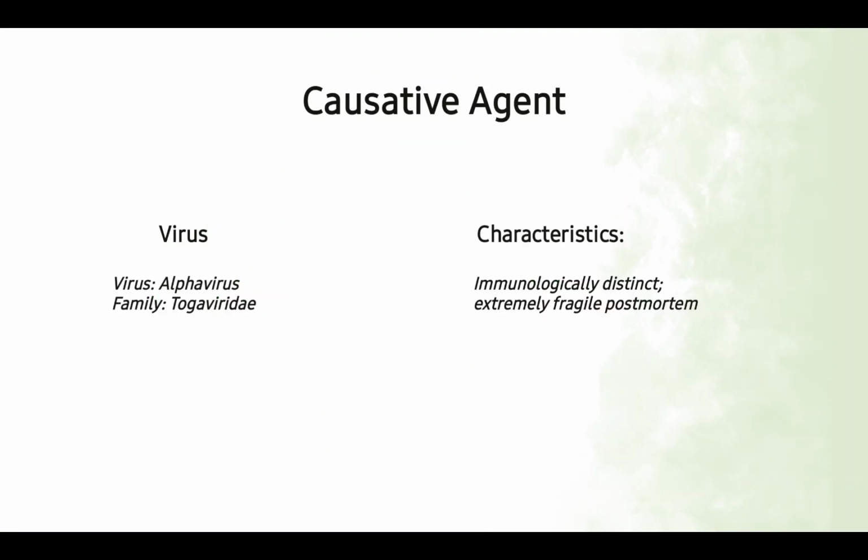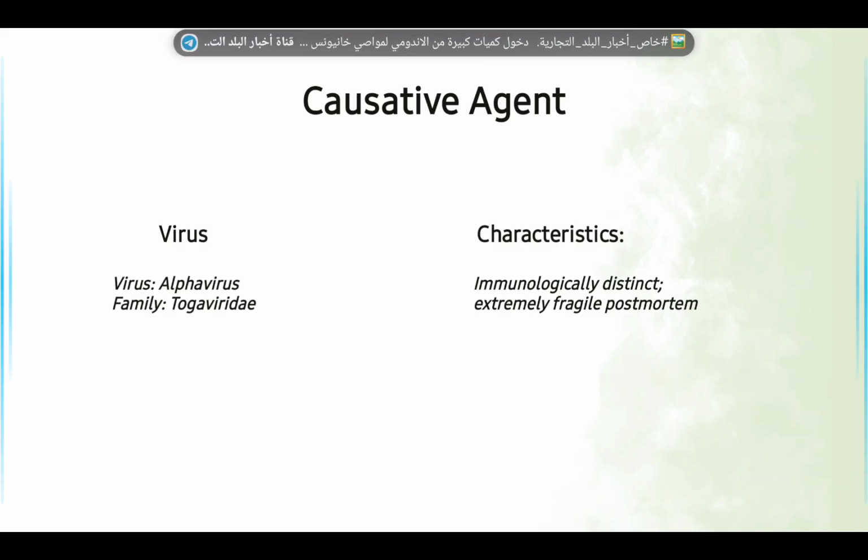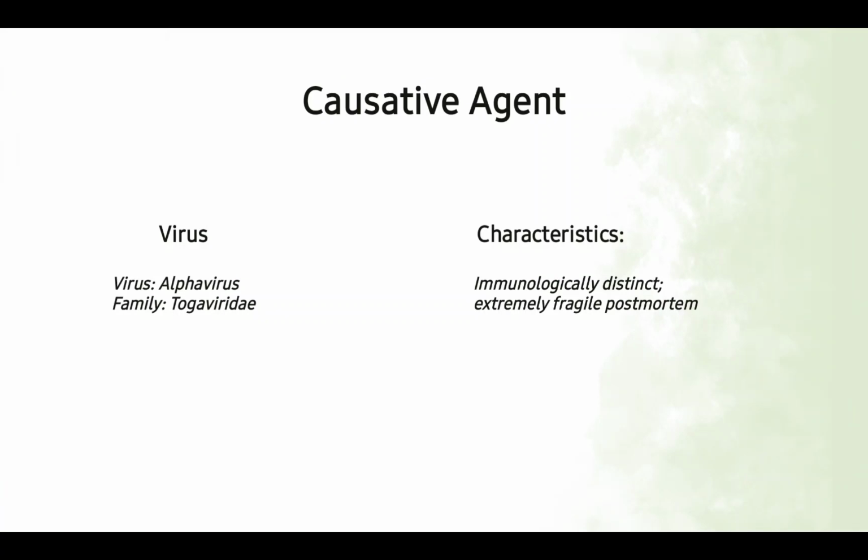Starting with the etiology. The causative agent is a single-stranded RNA virus belonging to the genus Alphavirus within the family Togaviridae. Clinically, a vital characteristic for us in the field is that the virus is immunologically distinct and extremely fragile post-mortem, which gives us a very narrow window for accurate sampling.